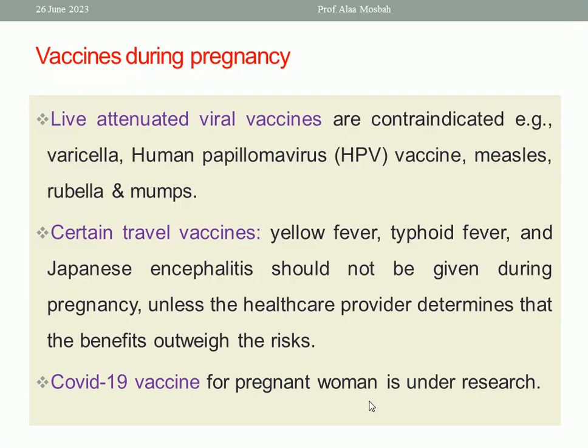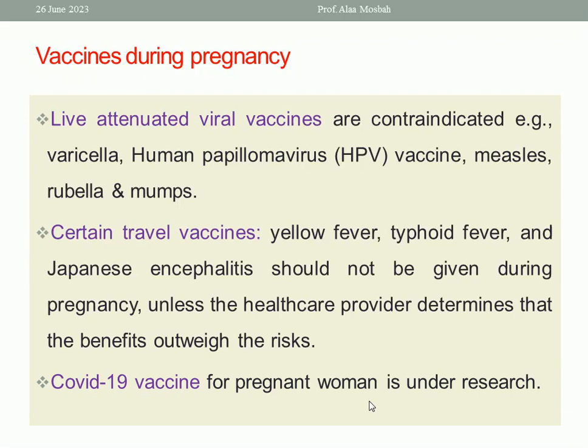What about live attenuated viral vaccines? They are contraindicated during pregnancy. Like what? Like varicella vaccine, human papillomavirus vaccine, measles, rubella, and mumps. All of these live attenuated viral vaccines are contraindicated.